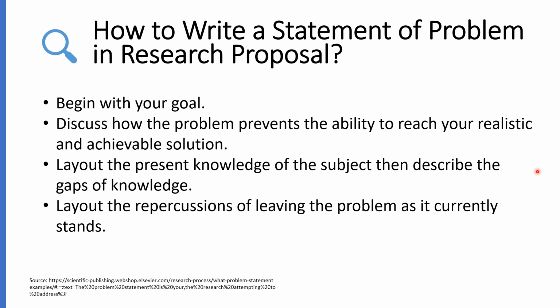Then you can discuss how the problem prevents the ability to reach your realistic and achievable solution. So this is what stands in the way of changing an issue for the better. So talk about the present state of affairs and how the problem impacts a person's life, for example. So since there is an issue and there is a question that has not been answered, what is the effect of this question not being answered? How does it affect, for example, the people who are directly related or affected in your research area?